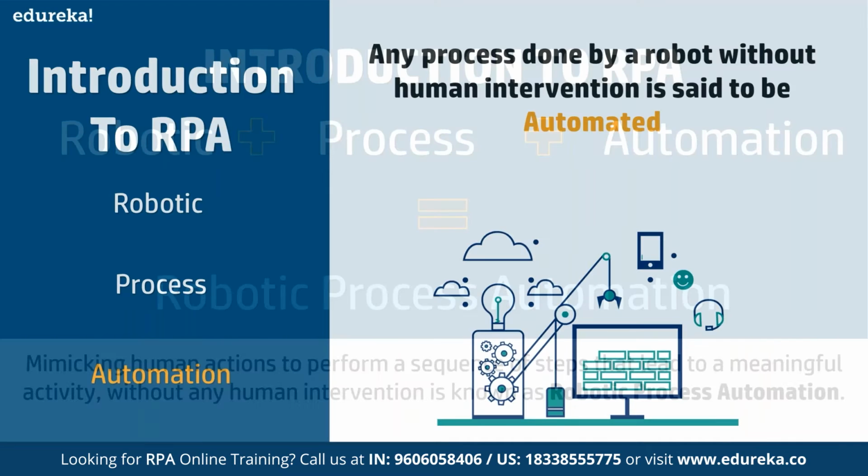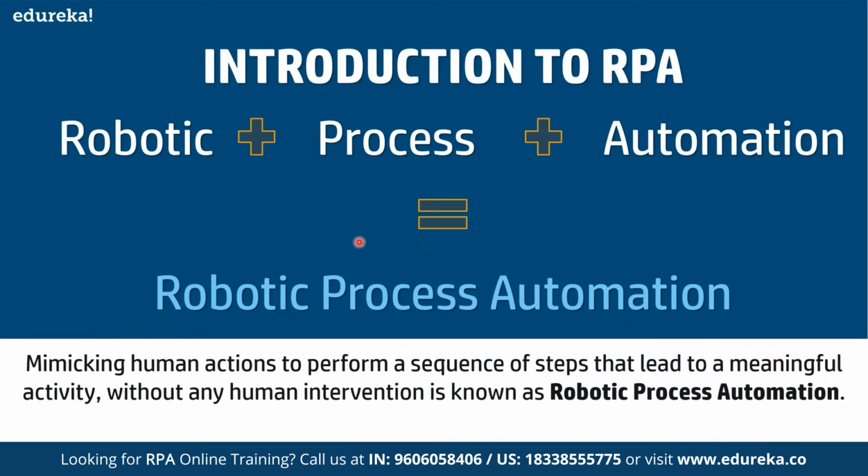So in RPA, what we do is use software components, which are able to mimic human actions, and using those human actions we are able to perform automation without requiring any human intervention. So this is what RPA is in all. This is how we work with robotic process automation.